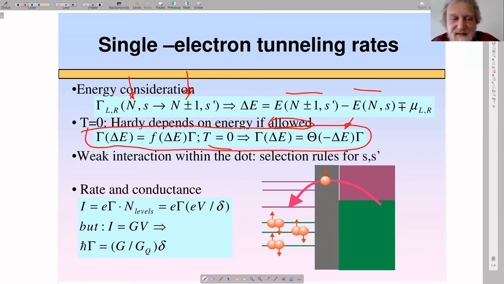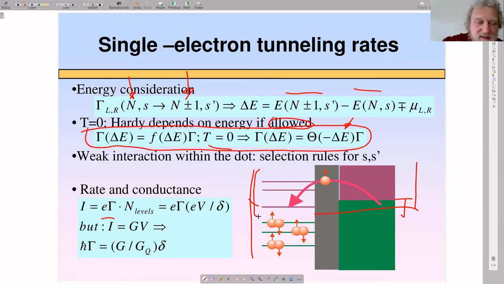Let me relate this rate and conductance. So I consider a quantum dot and I put a metal lead next to it, and I raise a bit the chemical potential of the lead with respect to that of the dot. So an electron can tunnel to the dot, come to the discrete level, and that happens with a rate gamma. Let me now raise the voltage. In this case, there will be much more levels available for tunneling.